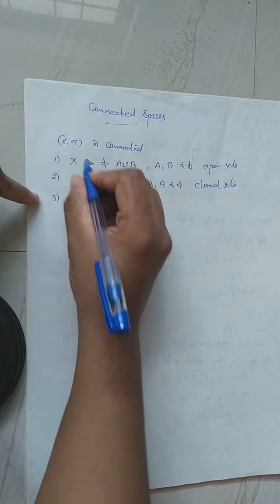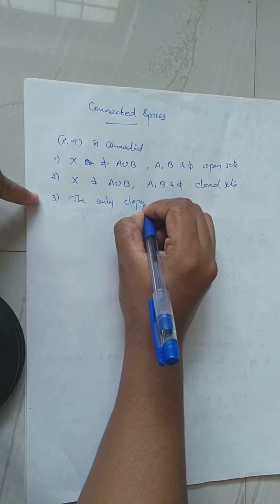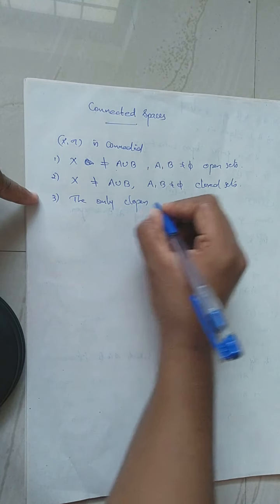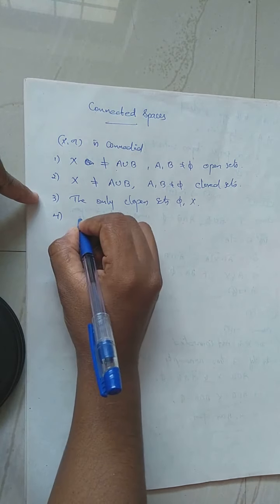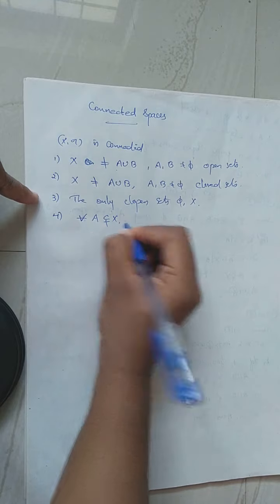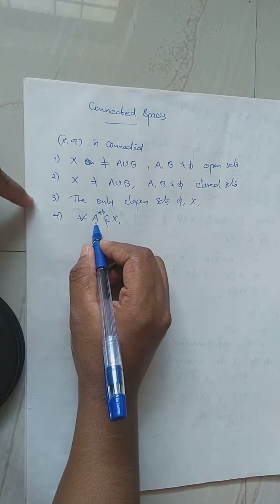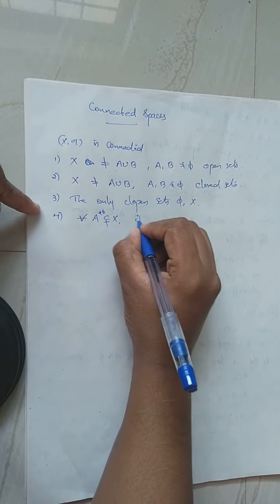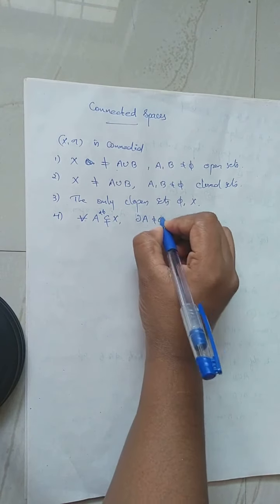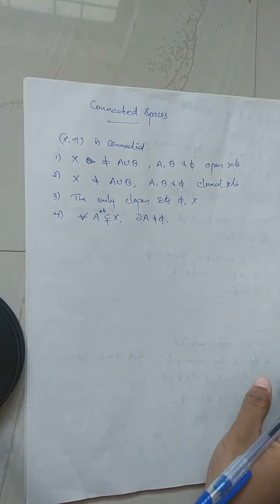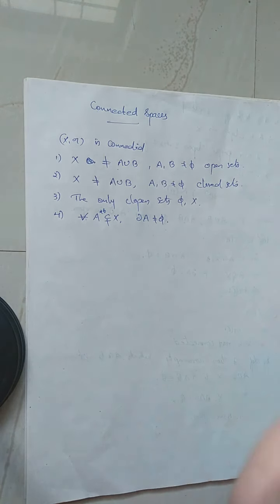And third, when a space is connected, the only clopen sets, meaning both closed and open sets, are the empty set and the whole space. And fourth, if you consider any non-empty proper subset A of X, it has a non-empty boundary. So these are four equivalent conditions of connectedness.